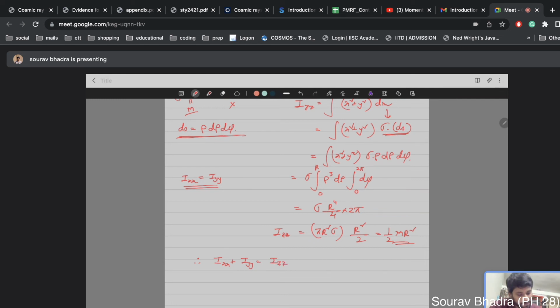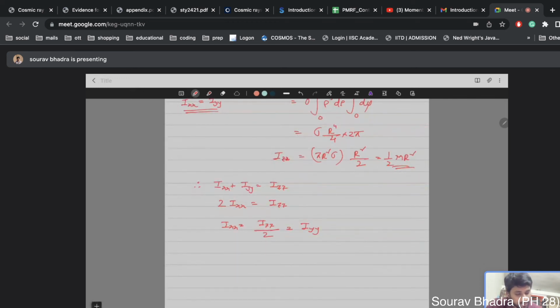So you have calculated the Izz, and if your Ixx and Iyy are equal, then you can write 2Ixx equals Izz, which gives Izz by 2, and it is also the same as Iyy. So your Ixx equals Iyy equals 1/4 M r square. So you can see the application of the perpendicular axis theorem.